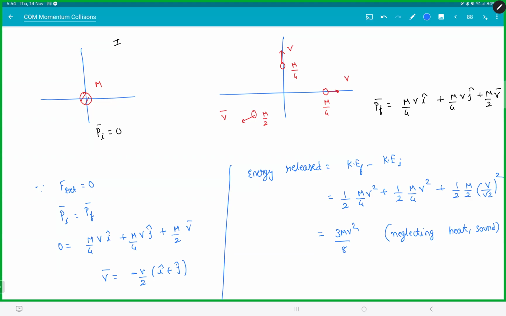Clear? So who told you internal work done by internal forces is 0? We already learned that. I never taught you that. Who told you work done by internal forces is 0?